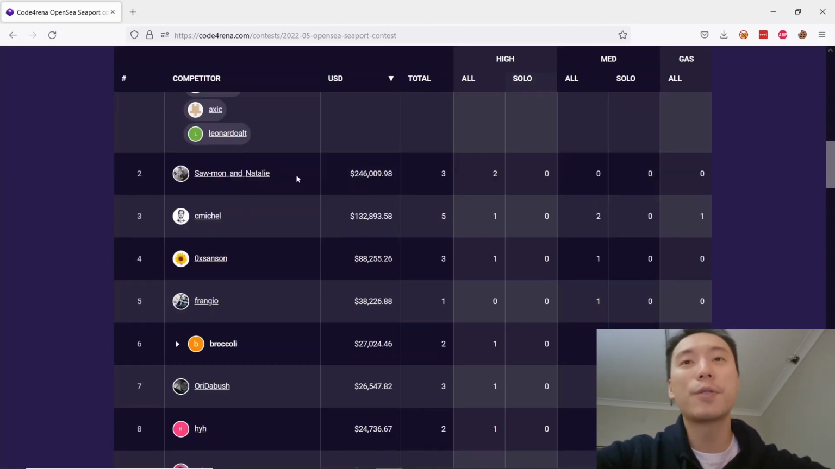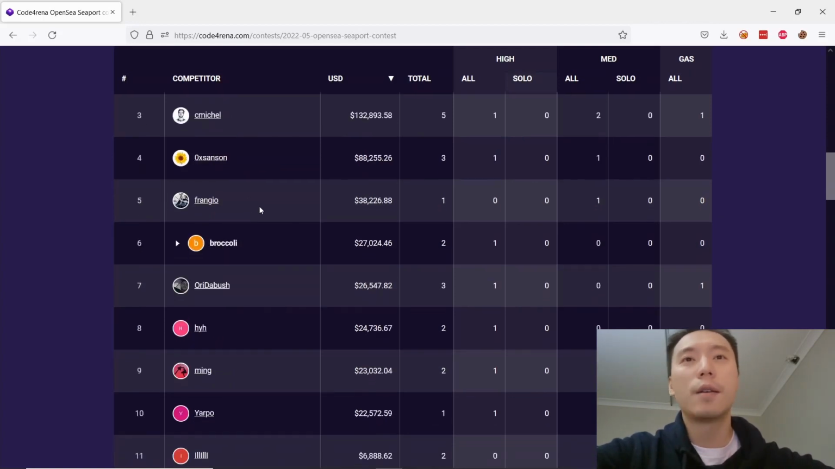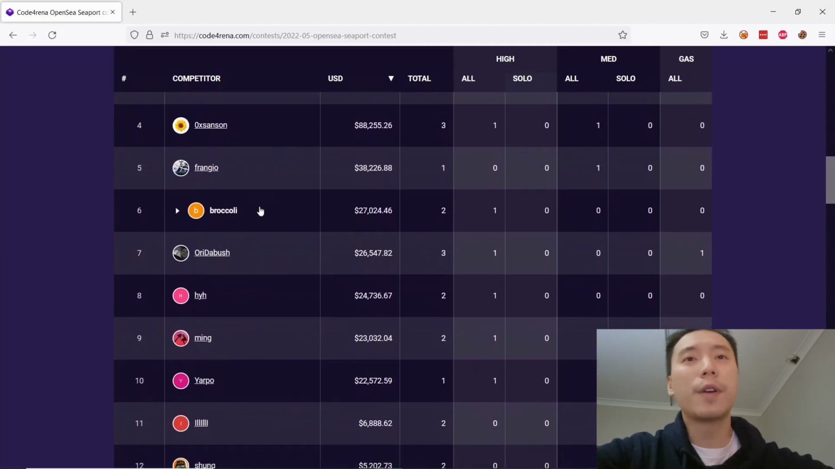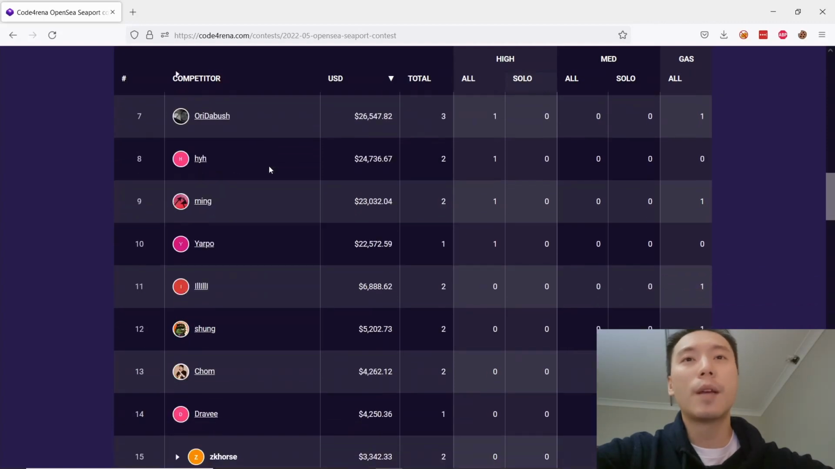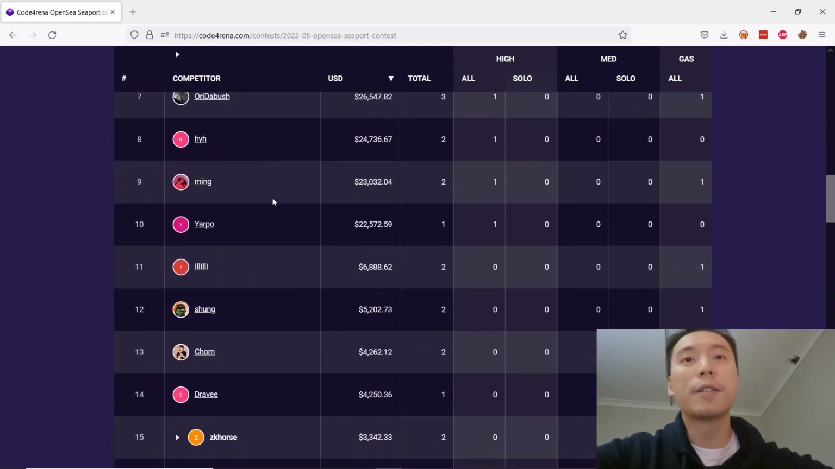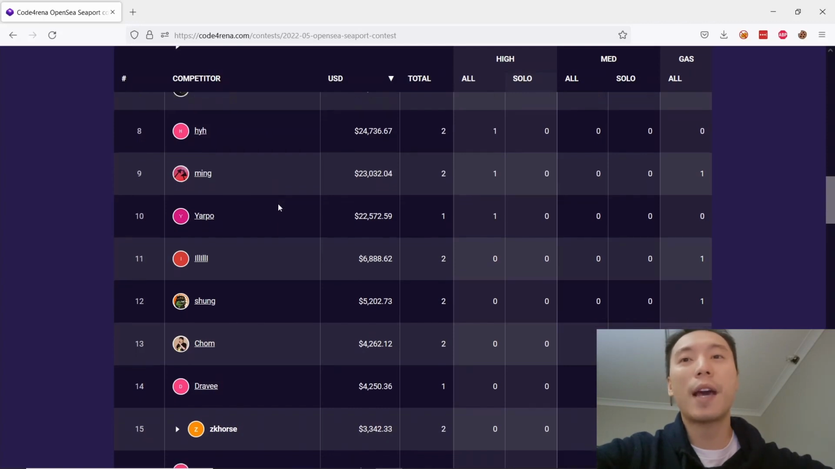Second place went to a brand new warden whose first competition they entered got two high severity findings and took home 246k, which is pretty amazing. Third place went to C. Michelle, who came out of retirement for this particular contest. The next couple of names I'm not very familiar with. I think some of these people came in relatively recently to Code Arena. And then further down, we've got the regulars bagging around 20k.